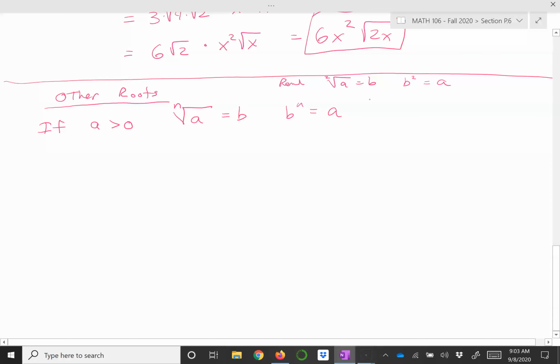Okay. Just to give you an easy example, let's say you had the cube root of 8. You want to ask yourself, what number would I have to raise to the third power? Essentially I'm looking for b here. So b to the third is equal to 8. What number is b? 2. So the answer to this is 2.